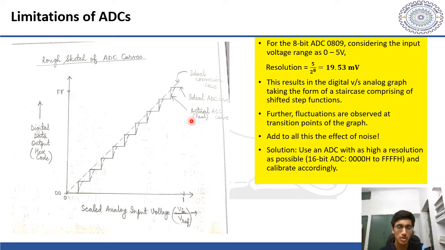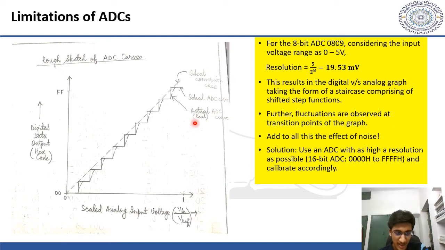What is the solution to all of this in our application? This inherent problem of resolution can be quite a limitation when we are dealing with a large number of words. We may not be able to encode a large number of words at all. The solution is to use an ADC with as high a resolution as possible. Considering that the 8085 microprocessor can only deal with 16-bit numbers at a time, we use a 16-bit ADC, which is capable of encoding the values from 0000H to FFFFH, and then we calibrate the words and the voltage values accordingly.